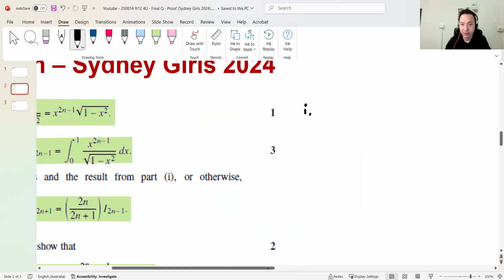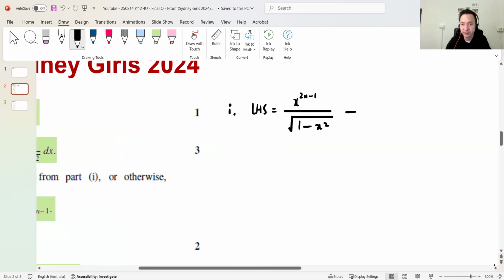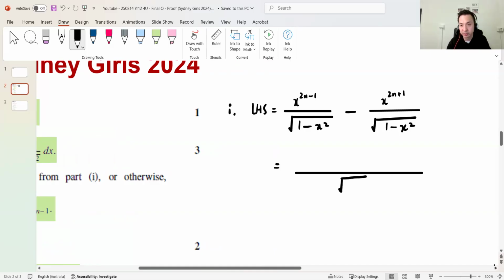Part 1: show that the left-hand side equals x to the power 2n minus 1 all over the square root of 1 minus x squared. I think it's just common denominator. Maybe you can pause the video, do it yourself, and see if it's right. It feels like common denominator and maybe factorize the top, which is generally the way to go. So x^(2n-1) minus x^(2n+1). It's going to factorize and simplify a bit.